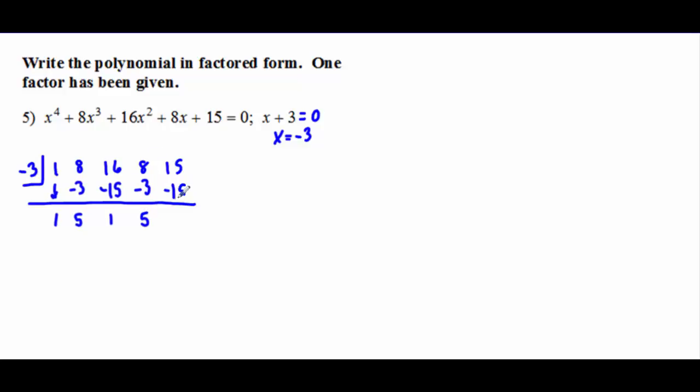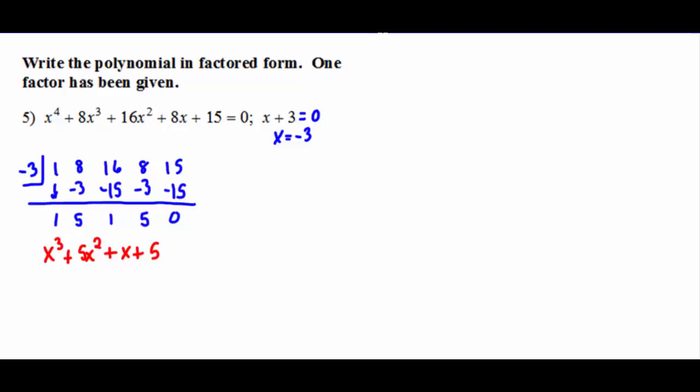And it has to work out so that there's no remainder. If it doesn't, you did something wrong. It tells us this is a factor, which means there shouldn't be a remainder. And so I write my answer as x cubed, since it started off x to the 4th and we divided. It's x cubed plus 5x squared plus x plus 5.